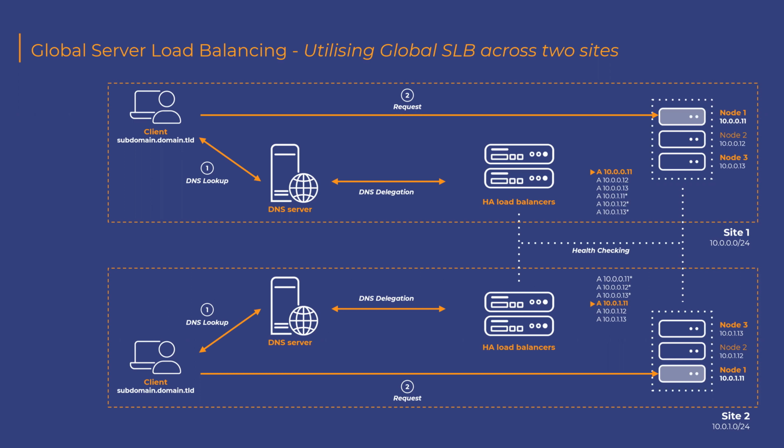Once the client receives that answer, it is then able to connect to the node returned, which is shown as step 2 in our diagram. The GSLB will run health checks on both sides, so it has full knowledge of the server availability and can direct users to an available online node.